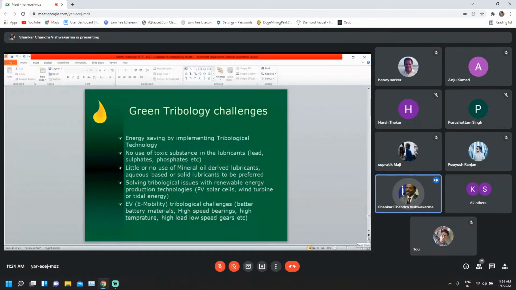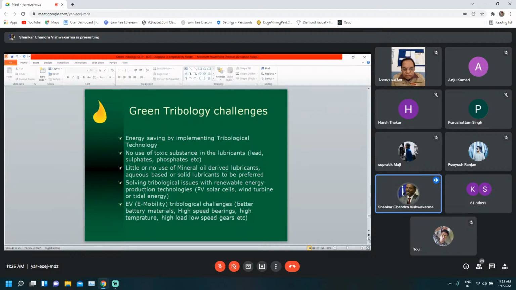So this green tribology, when we are talking about green tribology, it is also bringing a lot of challenges. Whenever we are talking about green tribology, energy saving is one, and that energy saving by implementing tribological technology. So when we are talking about tribological technology for energy saving, it also requires a lot of new technology to have better tribological components. So this is one area we are talking about.